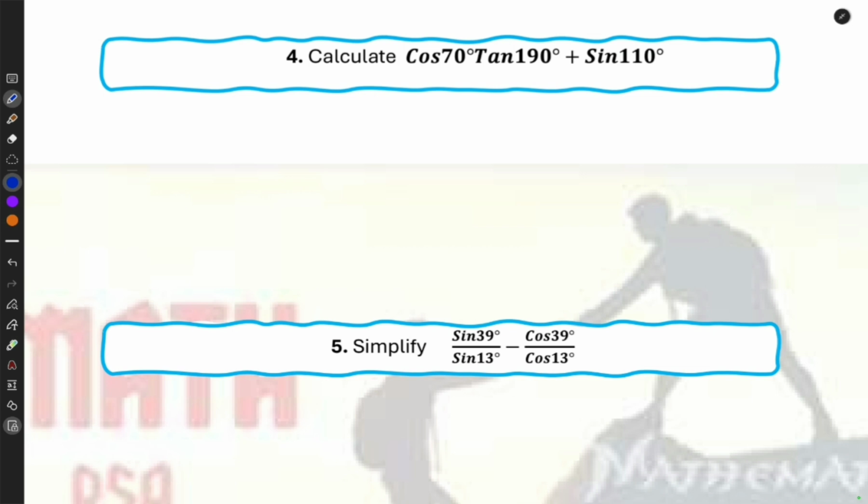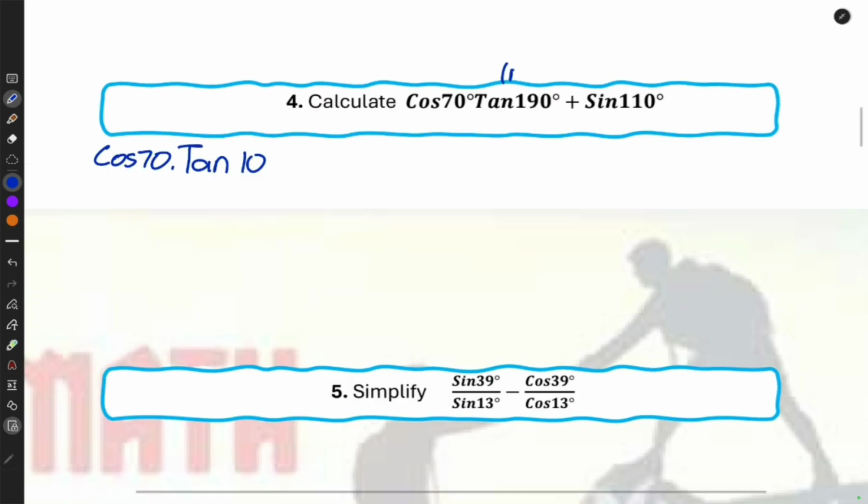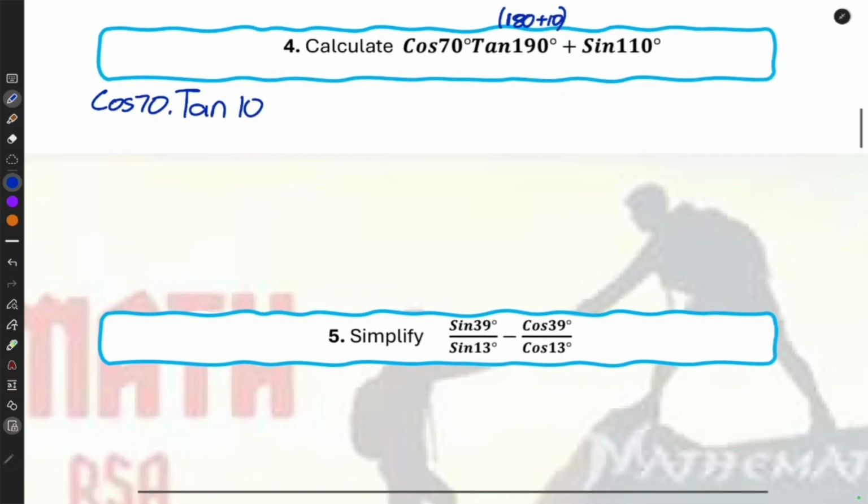This whole exercise is without a calculator. So what on earth would I do? Step 1 is always to identify the quadrants and rewrite it all as acute angle. So I'm just going to say cos 70 is fine. Just leave it like that. But then tan would be 180 plus 10. So I can rewrite that as tan of 10. So why can I do that? Because 190 is the same as 180 plus 10. That's third quadrant. Tan is positive in the third quadrant. So that's why I can just simplify it to that form.